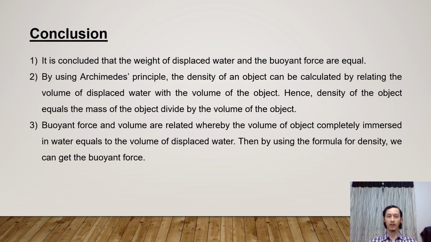Secondly, by using Archimedes' principle, the density of an object can be calculated by relating the volume of the displaced water with the volume of the object. Hence, the density of the object equals the mass of the object divided by the volume of the object. Finally, buoyant force and volume are related, whereby the volume of an object completely immersed in water equals the volume of displaced water. Then, by using the formula for density, we can get the buoyant force.